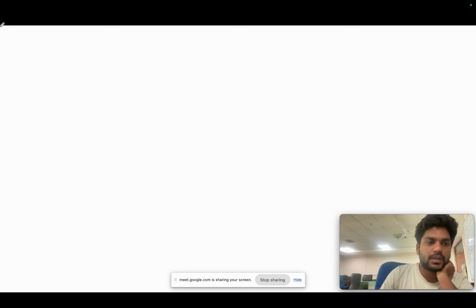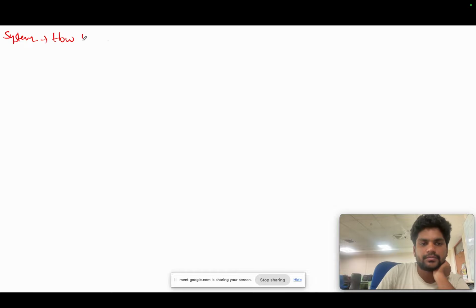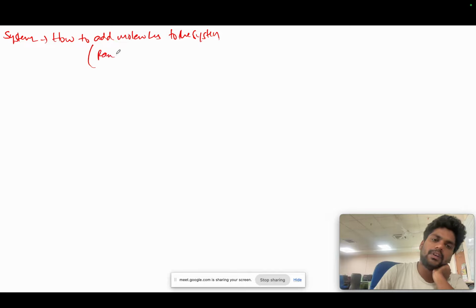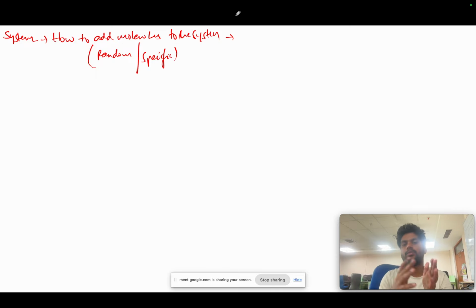initially we talked about the system, then how to add molecules to the system, and we also saw how to add them either in a random way or a specific way. Once you add them in a random or specific way, if two molecules come near to each other, then it has more potential energy. So to reduce the potential energy, we are doing the energy minimization.